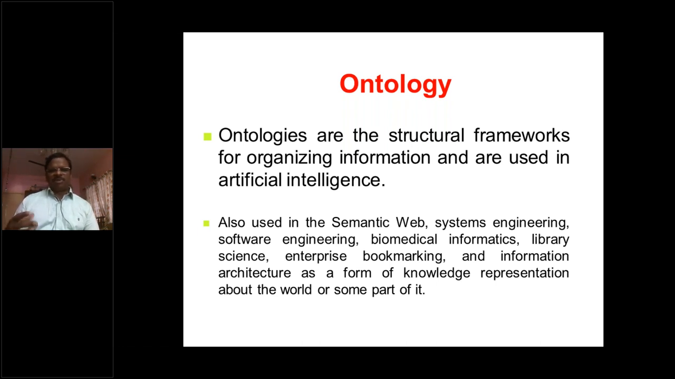So ontology is sometimes a part of pattern recognition. It is also used in the semantic web in order to use proper semantics in the web-based browser. Systems engineering, software engineering, biomedical informatics, library science, these are all kinds of information work carried out. So enterprise bookmarking and information architecture, as a form of knowledge representation about the world or some part of it, is called an ontology.